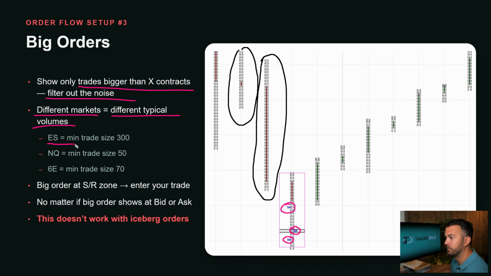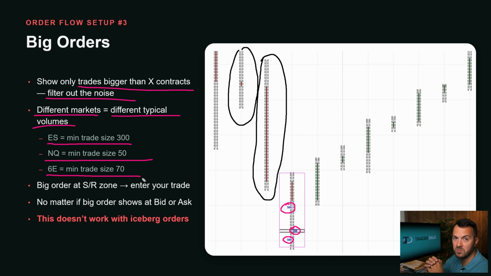For the ES, minimal trade size, 300 contracts. That means that this layout will only show trades which are bigger than 300 contracts. Single trades, not iceberg orders, but if a single trade is bigger than 300 contracts, then it will show up here, right? For the NQ, the min trade size is 50. For the Euro futures, the minimal trade size is 70.